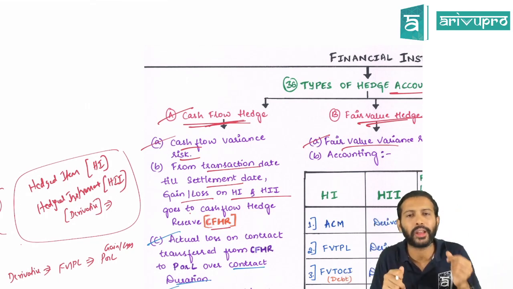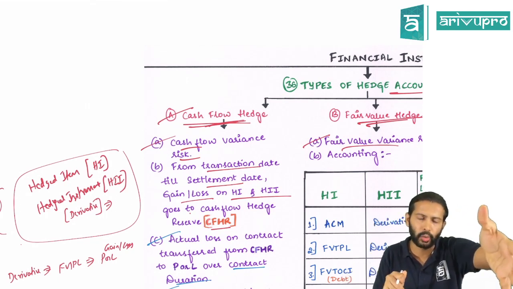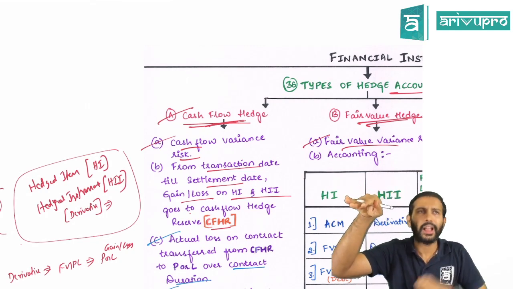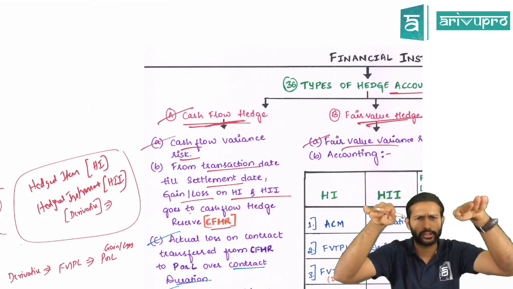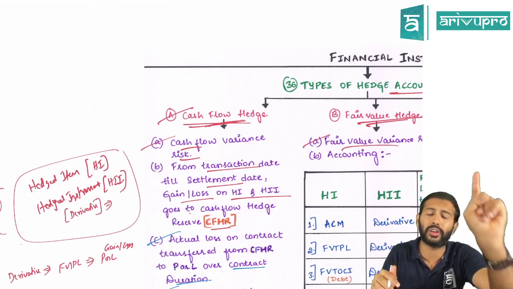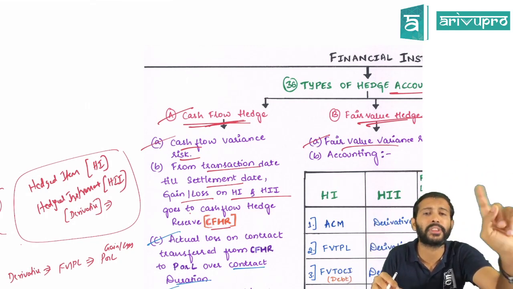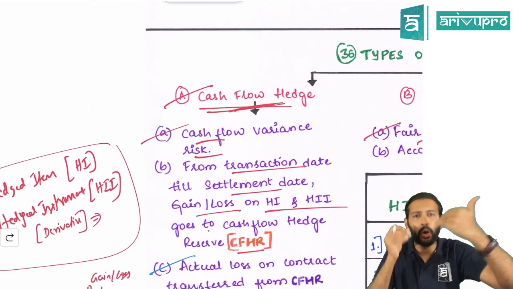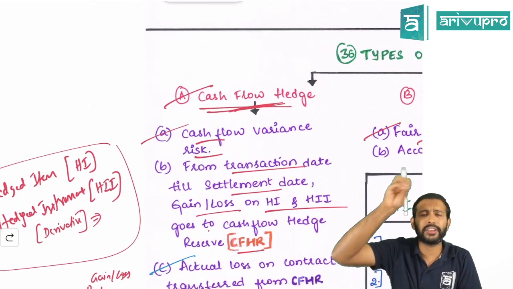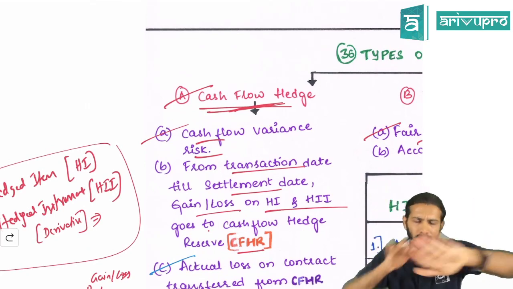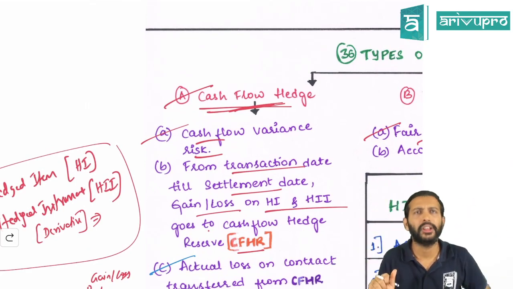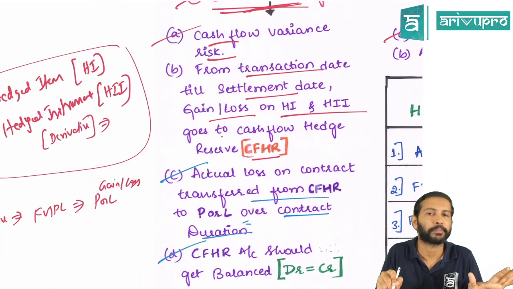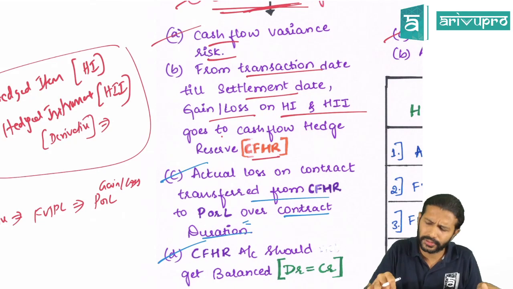Now, if you're doing cash flow hedge accounting, then what do you need to do? The gain or loss on both the hedged item and the hedging instrument, you park not in P&L but in one OCI. The name of that OCI is cash flow hedge reserve, CFHR. Till the contract is there, the cash flow hedge reserve will have a balance. Once the contract terminates, you will transfer the balance off to the P&L account. Eventually that cash flow hedge reserve will get balanced off.